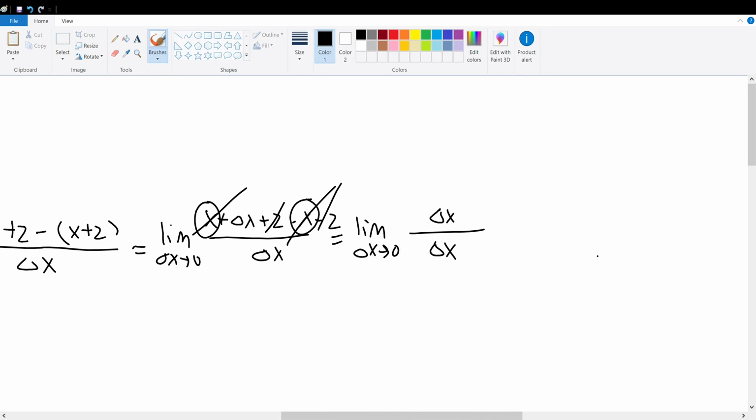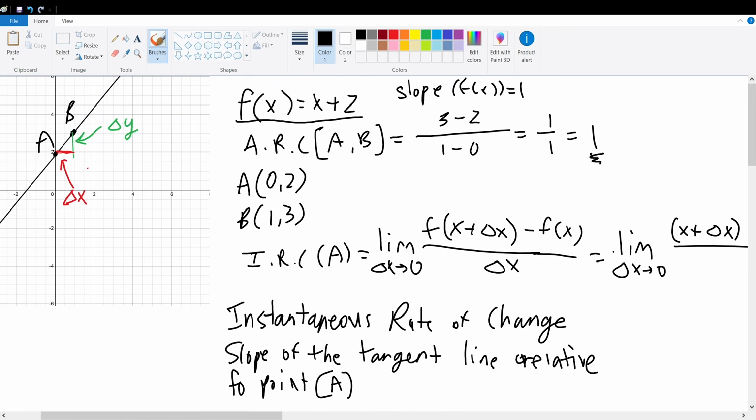A delta x divided by delta x will be equal to the limit when delta x approaches 0 of 1, which will be equal to, remember, the limit of a constant is equal to that constant, which is 1. Notice how this discovery that the instantaneous rate of change for point A is 1 is the same thing as the slope of f of x.